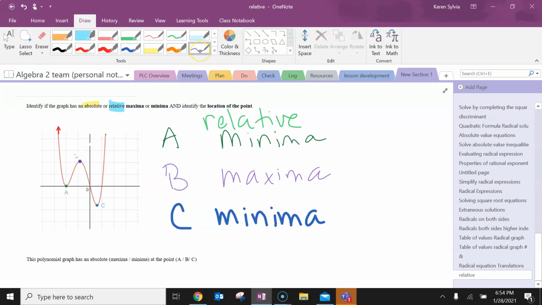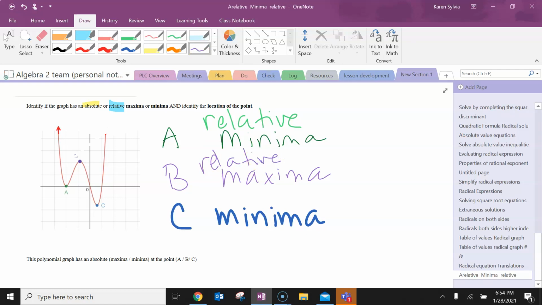Similar to B, right up here, that is a high point, but only between a couple of points. Only between A and C is B considered to be a high point. There are points up above on the graph that are definitely higher than point B. So again, that's considered to be a relative maxima.